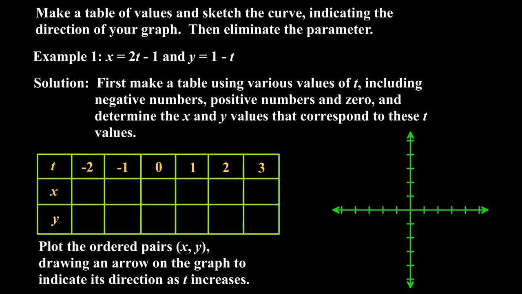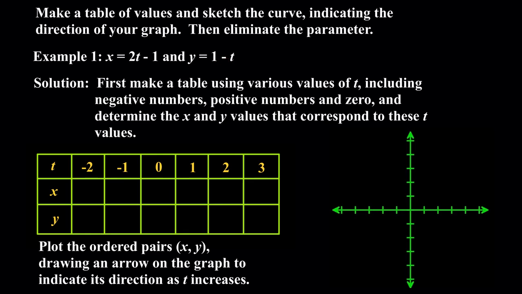All right, so let's take a look at a sample problem here. It says make a table of values and sketch the curve indicating the direction of your graph, and then we're going to eliminate the parameter. Now, the parameter in this case is going to be t, which we're going to refer to as time most of the time. Does not have to be t. It can be any kind of parameter that you want, but since we're going to be talking mainly about motion, we're going to use t for our purposes here.